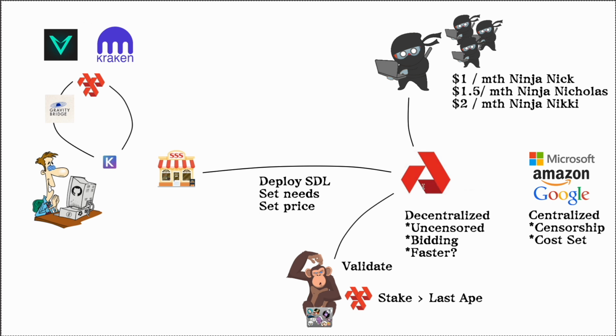Now, another user inside this ecosystem is the validator himself, because this is a blockchain. This is a proof-of-stake Cosmos blockchain, okay? And the gas is the AKT token. So in order for him to validate the blocks, because when you deploy your SDL here, you have to pay gas.